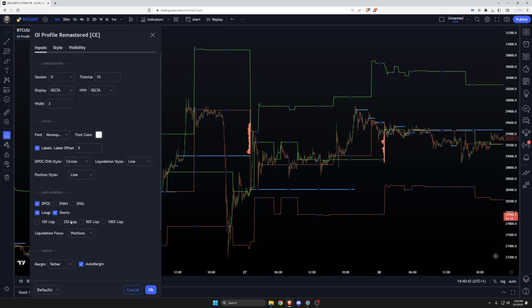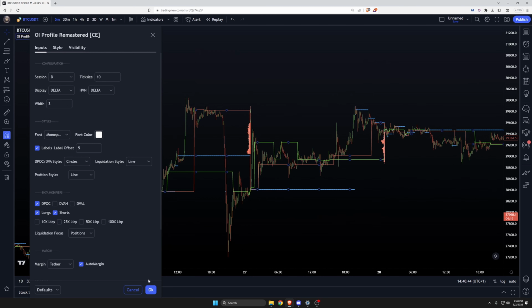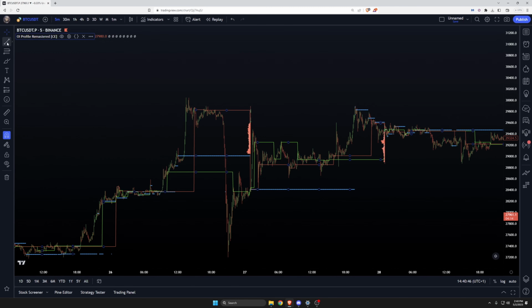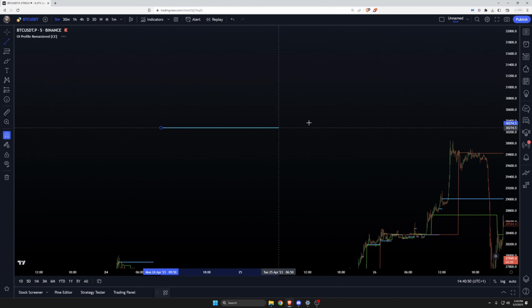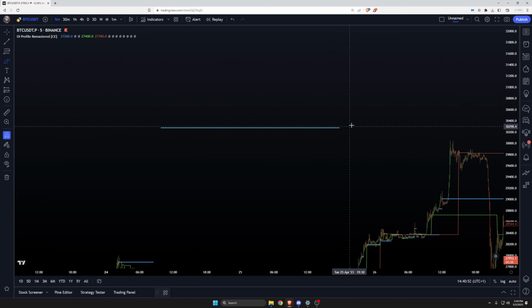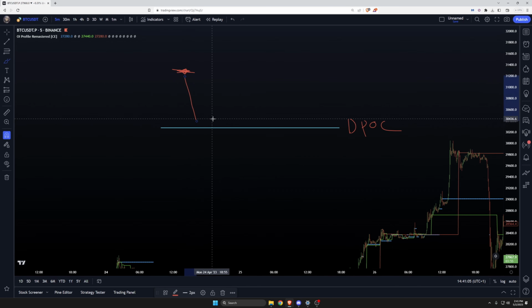But let's disable liquidations for the time being. Let's cover longs and shorts and how to use it relative to the DPOC. So if you remember in the previous video, we talked about the DPOC and that being the representative of the average positioning of the market. If I'm someone who's trying to short the market, I would like to short the top. So that means I would like to short above the DPOC because this is the average position.